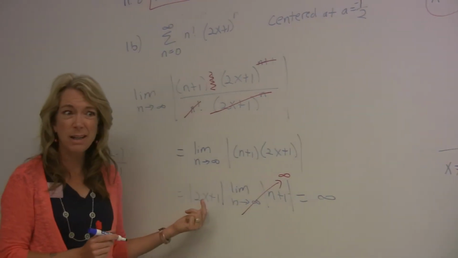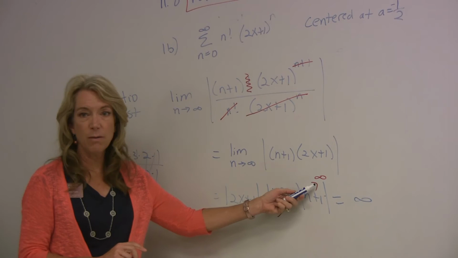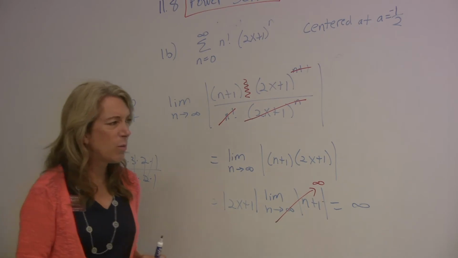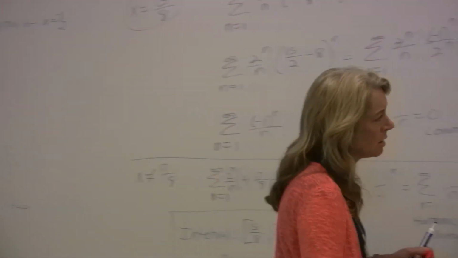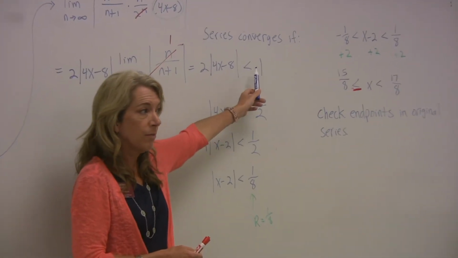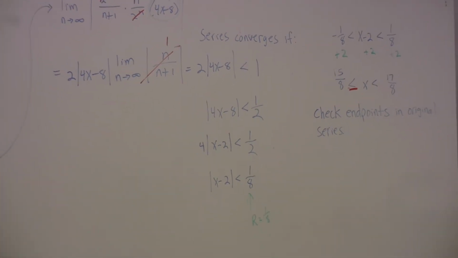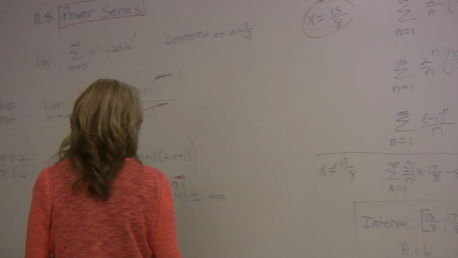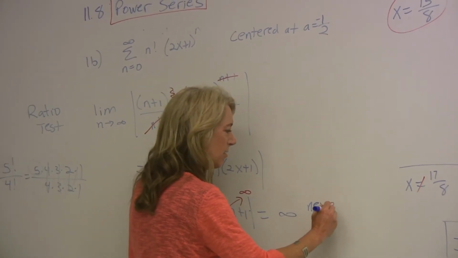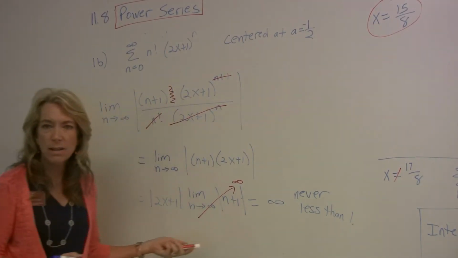So this limit is infinity. Doesn't matter what x is, right? The limit's infinity, because this guy just blows up. It doesn't matter what's over here. What do we want to be true for the ratio test? We want this limit to be less than 1. How often is infinity less than 1? Never. It's infinity, right? So this is never less than 1. It's not going to converge.